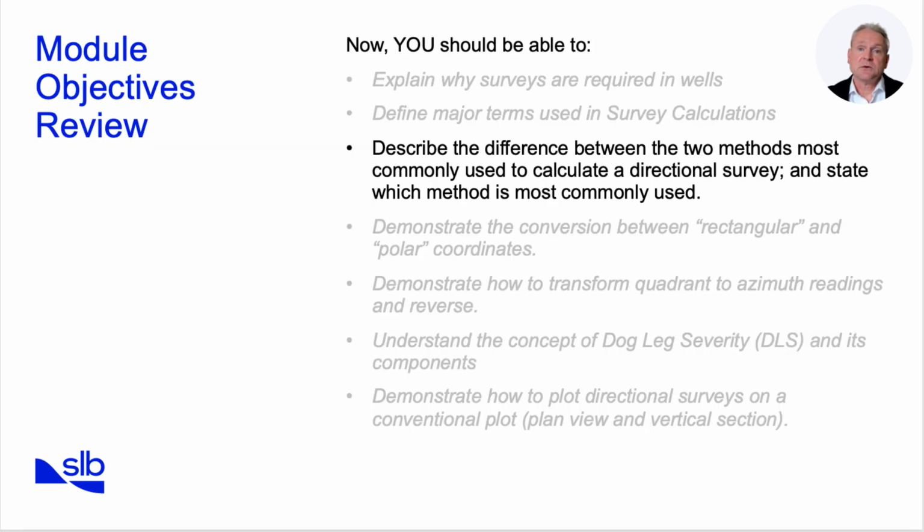In this submodule, we have covered the differences between the different survey methods used to calculate a directional survey and stated which method is most commonly used. From this, we understood how to calculate the average angle method and the minimum curvature method, and that the minimum curvature was the preferred method for accuracy.